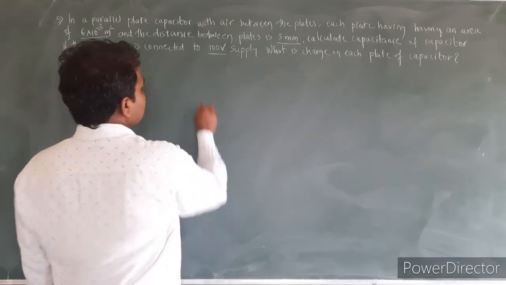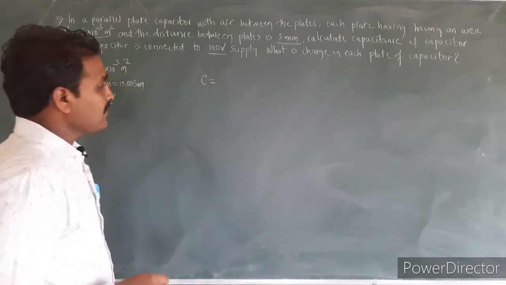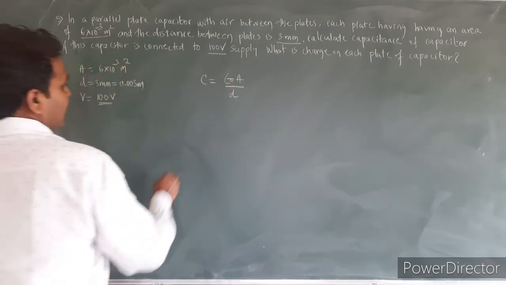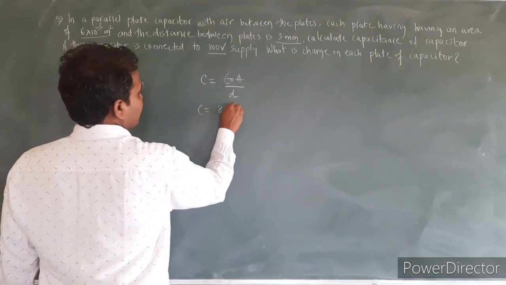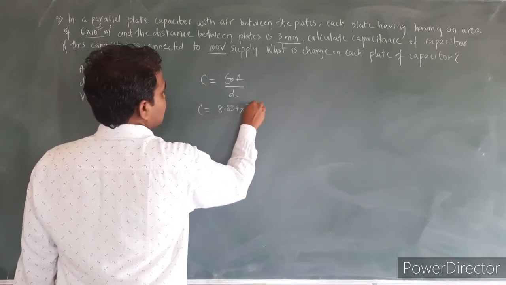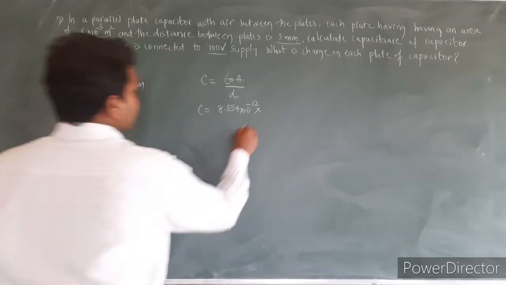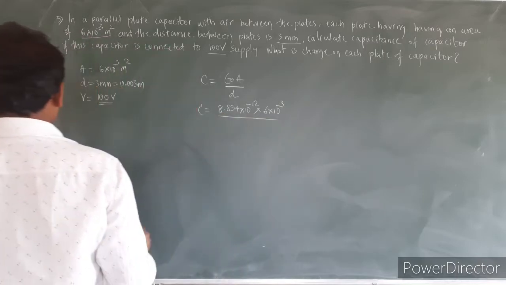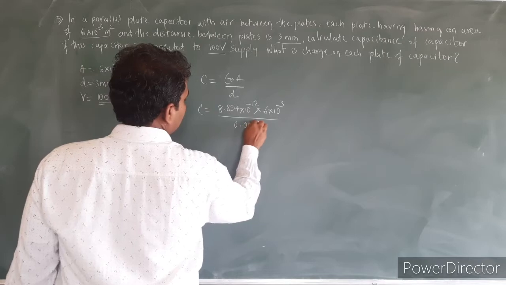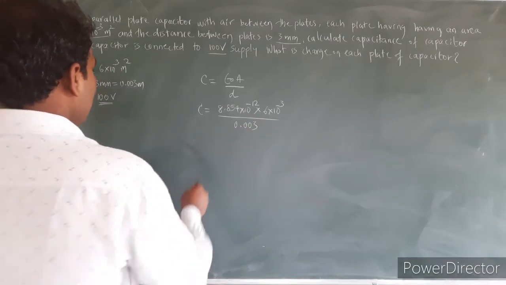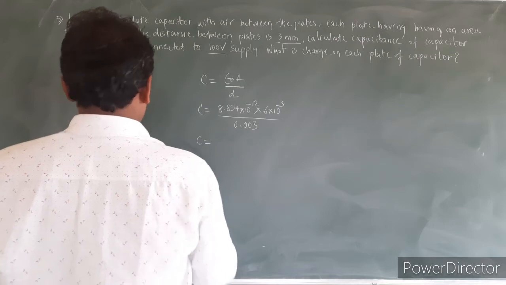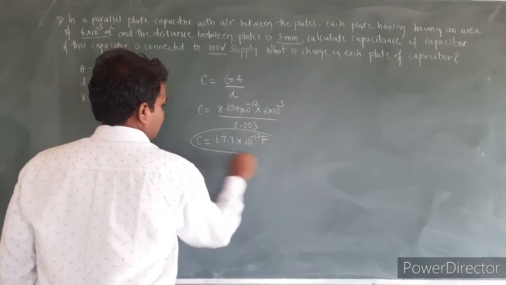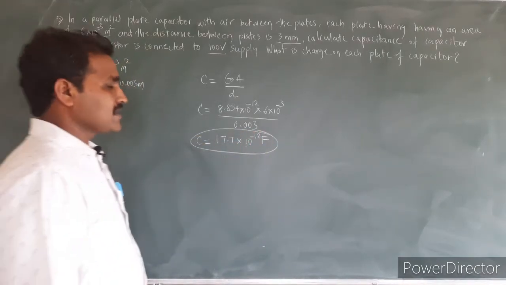First, we shall find out what is the capacitance of the capacitor. We have the equation for capacitance: C is equal to epsilon naught A divided by d. Let me substitute the value of epsilon naught, 8.854 into 10 to the power of minus 12, into what is the area given? That is 6 into 10 to the power of minus 3, divided by distance. We shall substitute it in terms of meters, that's equal to 0.003 meters. If I calculate the value, I get it as 17.7 into 10 to the power of minus 12 farads. Okay, this is the value of capacitance of the capacitor.